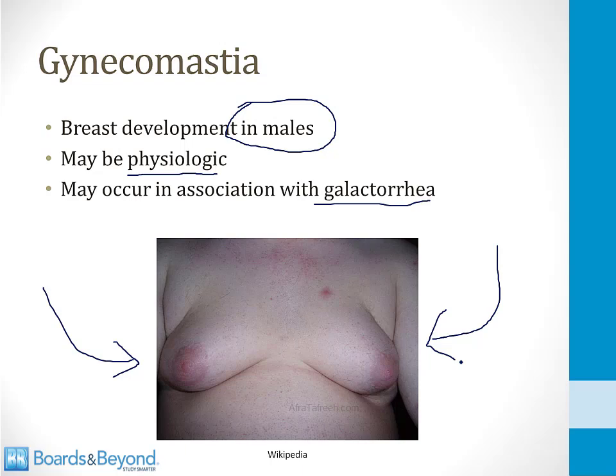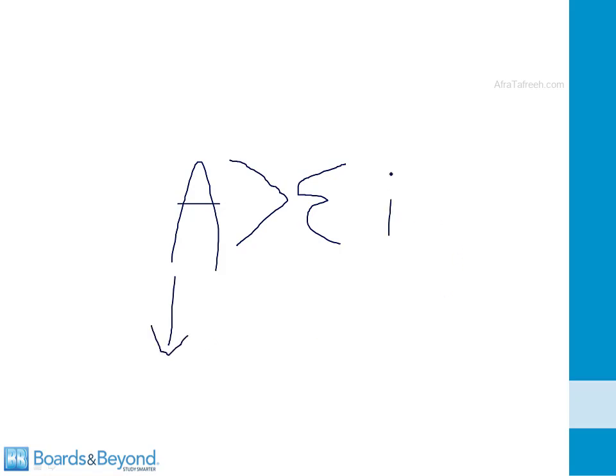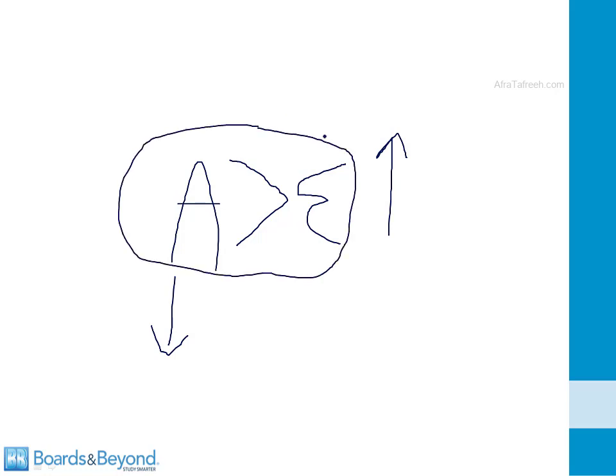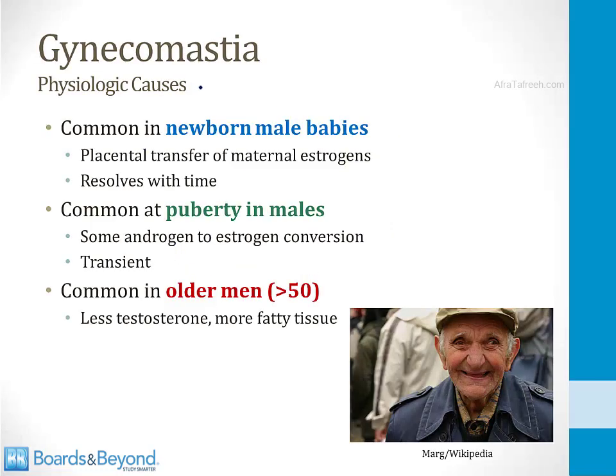To understand gynecomastia, you need to remember that males have lots of androgens, but they also have some estrogens. And under normal circumstances, the androgen levels are much higher than the estrogen levels. So anytime something either knocks down androgen levels or increases estrogen levels, this can disrupt this balance, and that's what leads to gynecomastia. So with that in mind, shown on the screen are some physiologic causes of gynecomastia.